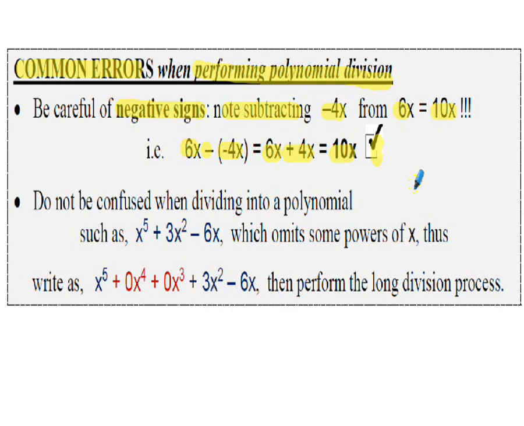So be careful. Also, be careful when dividing polynomials, they can be quite confusing. For example, x to the 5 plus 3x squared minus 6x omits some of the powers of x. So when we write the polynomial down that we're going to undertake long division with, we must write it as x to the 5 plus 0x to the 4 plus 0x to the 3 plus 3x squared minus 6x. We must do that before we perform the long division process. You'll see how the above is applied in the following example.